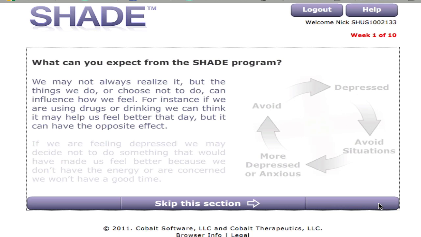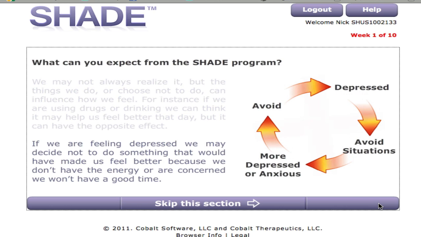We may not always realize it, but the things we do or choose not to do can influence how we feel. For instance, if we're using drugs or drinking, we can think it may help us feel better that day, but in fact it can have the opposite effect. If we're feeling depressed, we may decide not to do something that in fact would have made us feel better because we don't have the energy or are concerned that we won't have a good time.